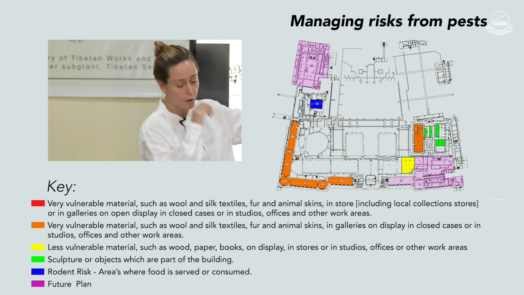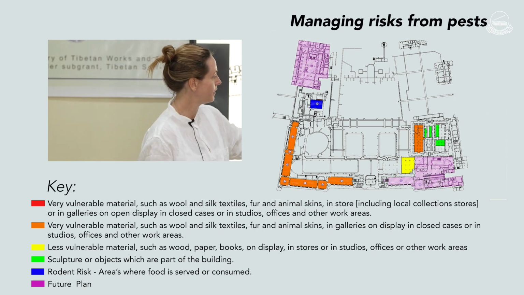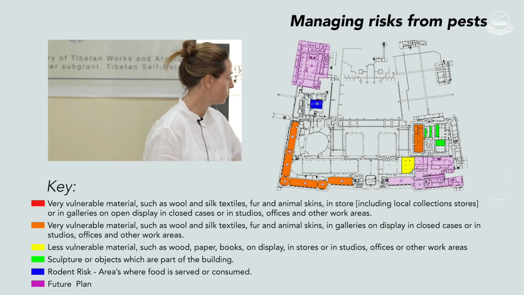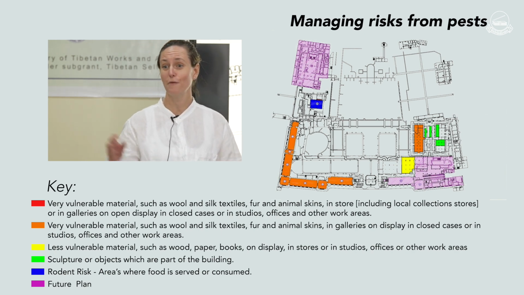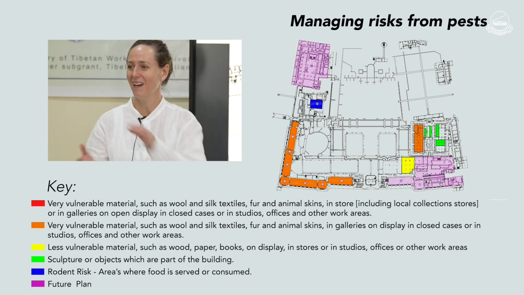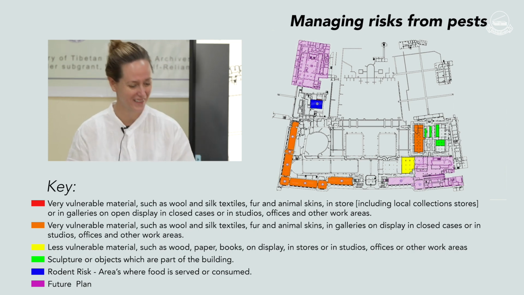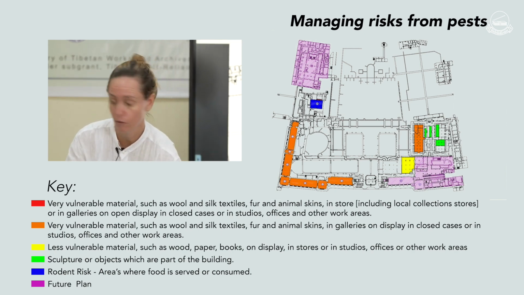Very vulnerable are your furs, your organic material. Less vulnerable might be your sculpture objects, if they're not Buddhist, meaning if they don't have stuff inside. Yeah, because then they would be vulnerable.